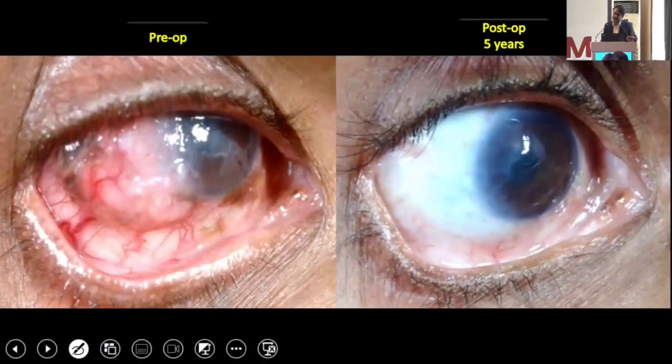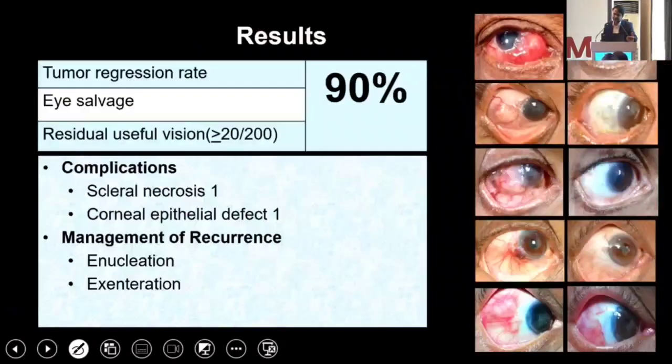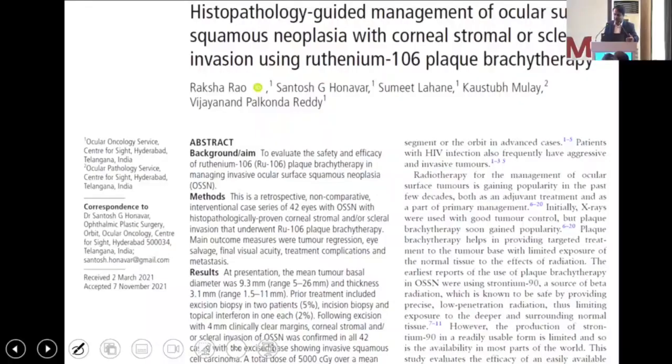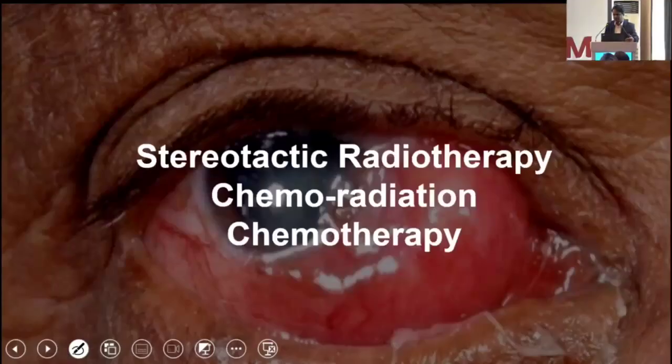One more patient with secondary plaque brachytherapy. Similar results. And we have about 90% success in eye and vision salvage with this procedure. Complications, of course, are there. Limbal stem cell deficiency. Now we combat that with using primary simple limbal epithelial transplantation when we fear that there could be a possibility of limbal stem cell deficiency, and the results of this technique have been published.